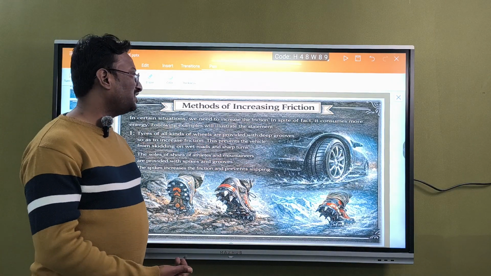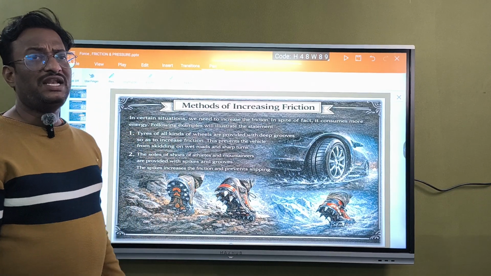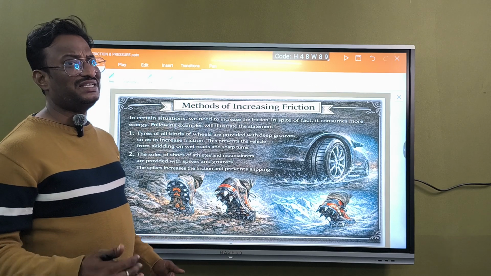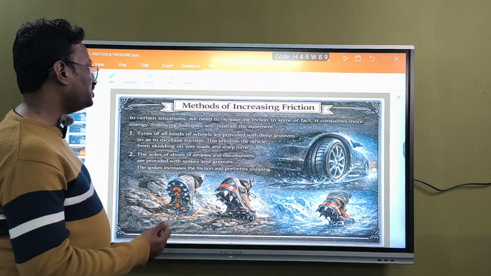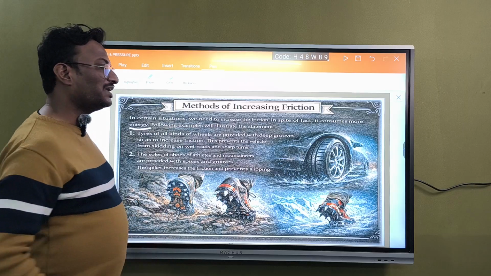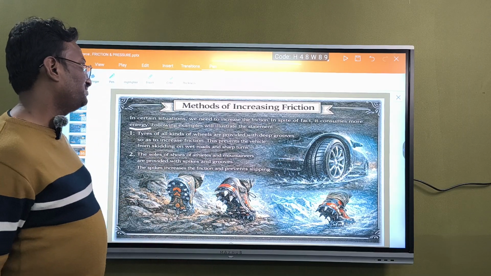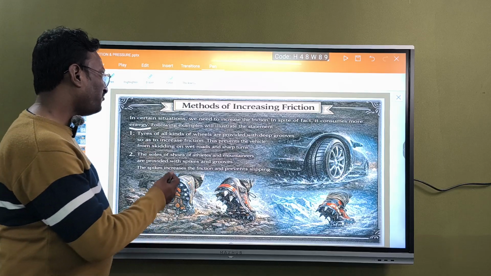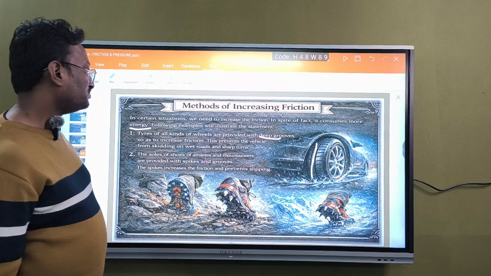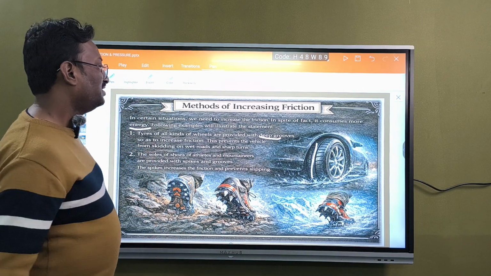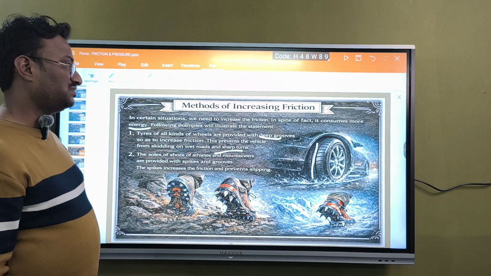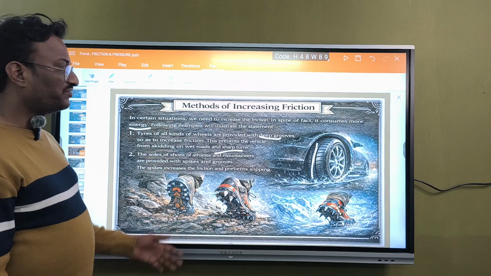Next thing is methods of increasing friction. Till now we have studied methods of decreasing friction, and now how to increase the friction, as it is necessary. In certain situations we need to increase the friction in spite of the fact that it consumes more energy. For example, tires of all kinds of wheels are provided with deep grooves. These are called grooves. They increase the friction and prevent vehicles from skidding on wet roads and sharp turns. So this is the use of friction.